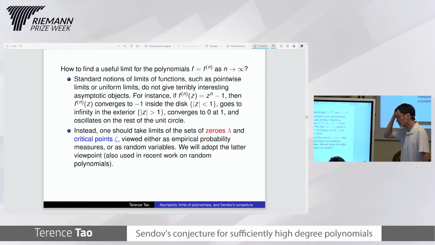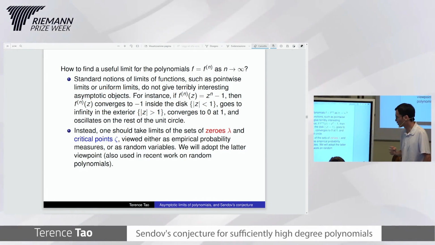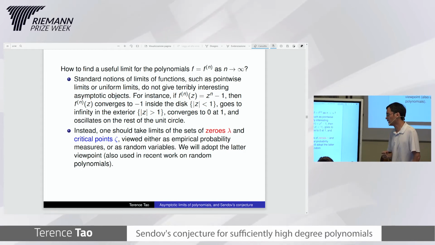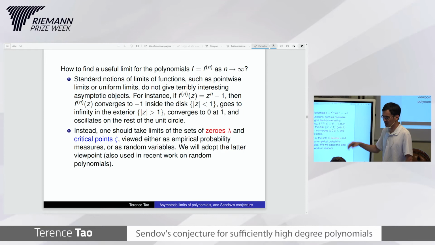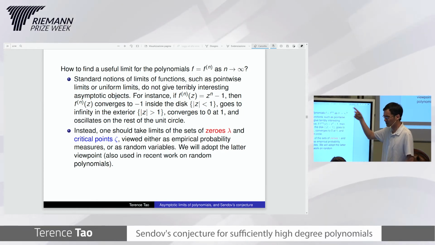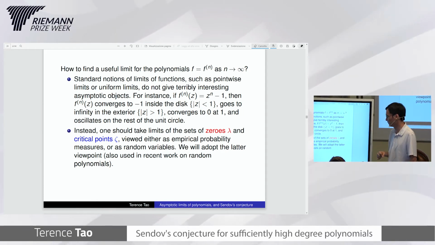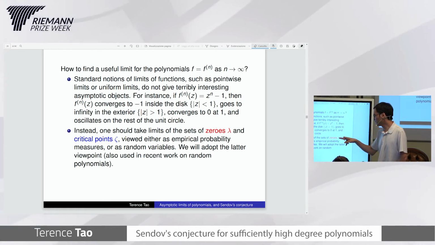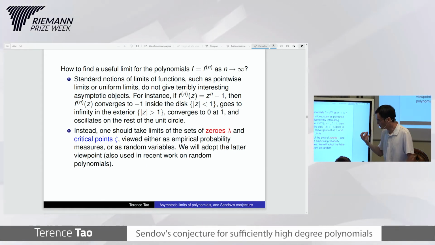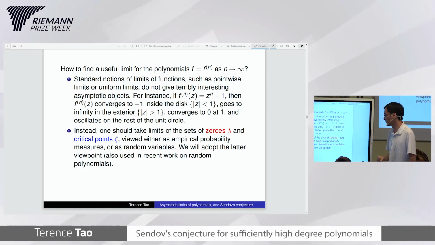The idea is to think of them as probability measures, because there are compactness theorems for probability measures. This is a trick which I learned from the theory of random polynomials, and this is why I got interested in this question, because I was already working on the theory of random polynomials. But yes, the idea is to think of the zeros and the critical points as probability measures, and those things you can take limits of.